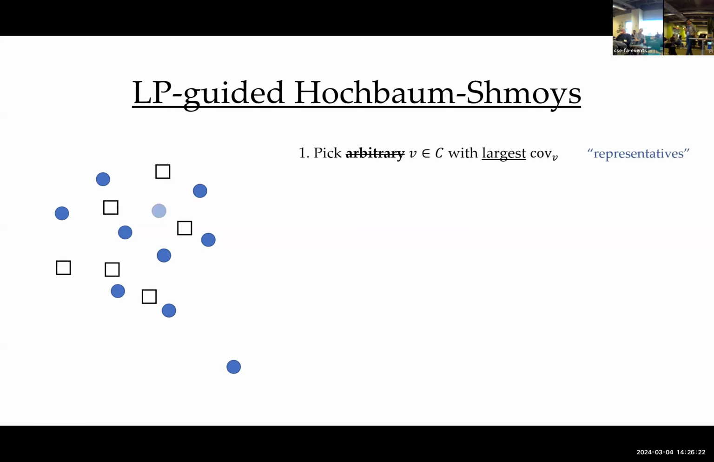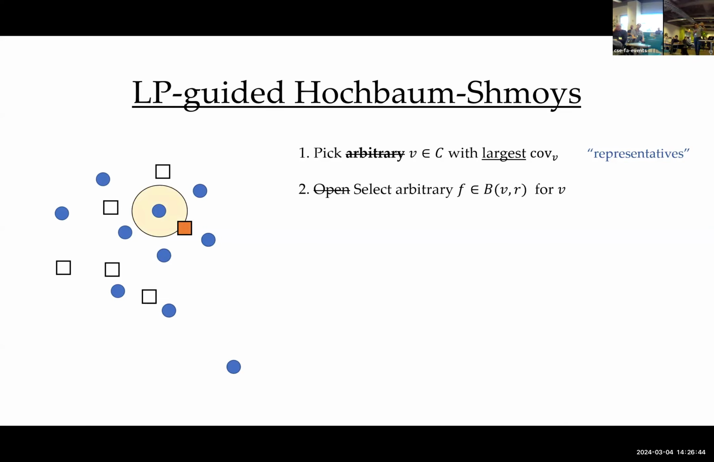Because I'm also going to mark the changes. Hogwarts was: pick an arbitrary facility. Now I don't pick arbitrarily, I pick greedy. Instead of picking an arbitrary client, I pick the client with the largest coverage V. So I want to pick a representative which is covered. I don't want to pick an outlier to begin my search.